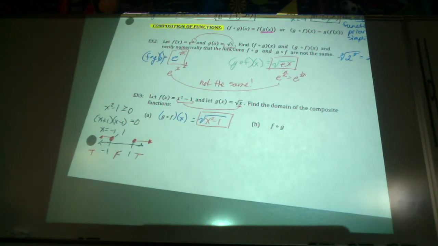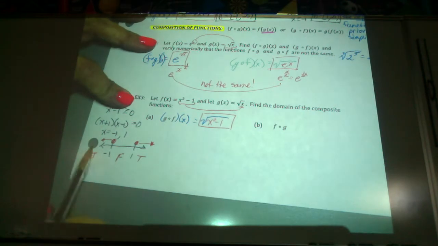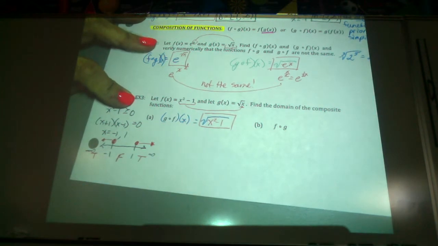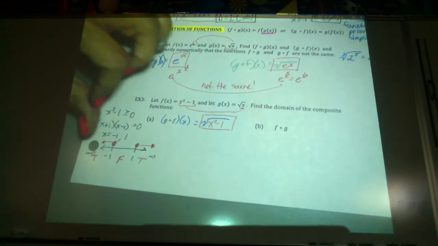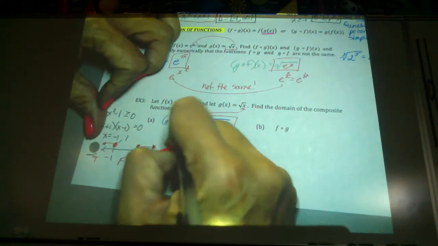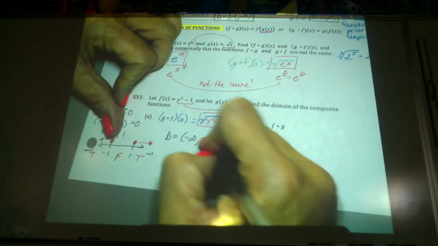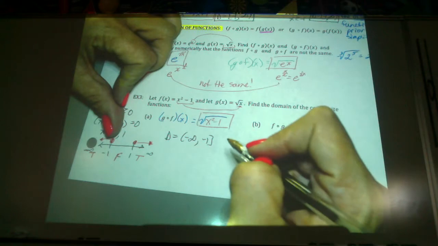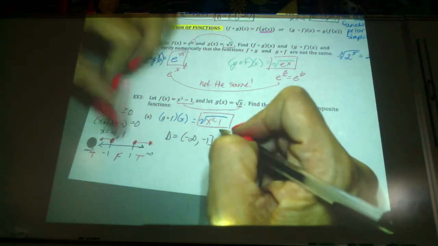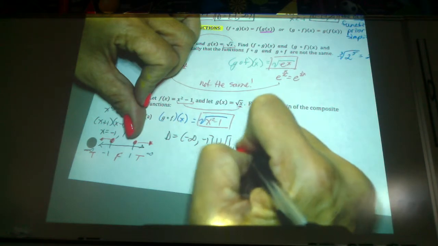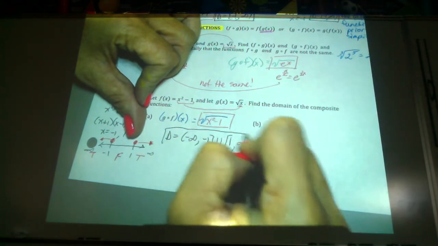So I need to show that in interval notation. What is my leftmost number over here? Negative infinity, and my rightmost, positive infinity. So as I start from the left, I hit negative infinity, so my domain is equal to negative infinity to negative 1. Is it included? Yeah. Then what do I put? A union. And then over here, I start with 1. It is included, so bracket to positive infinity. So there's your whole domain.